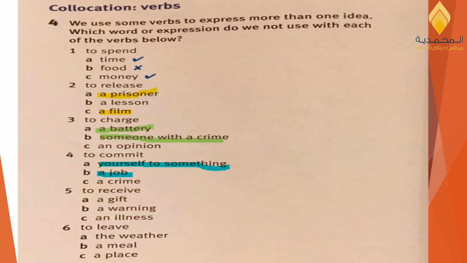To receive. What do we receive? A gift, a warning, an illness. So we receive a gift on our birthday and maybe a warning if we did something wrong. 6. To leave. The weather, a meal, or a place. What's the thing that we can leave? We can leave a meal and we can leave a place.